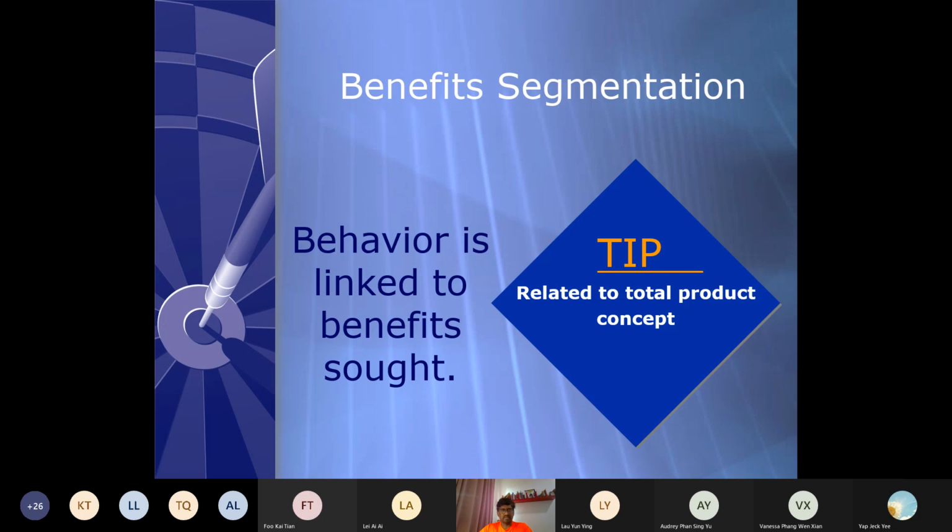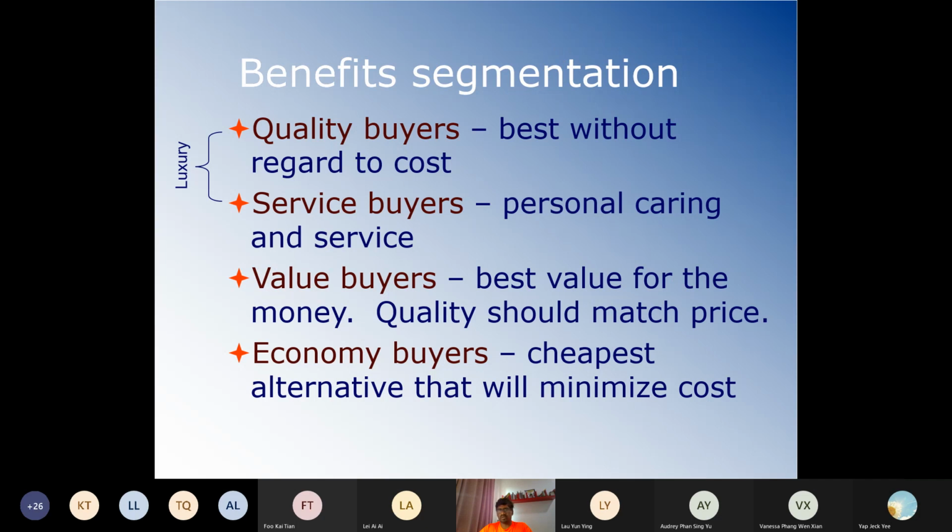Behavior is linked to the benefit sought. So as a consumer, my behavior of purchasing a product will always be based on the benefit that I'm going to get from that particular product. So it's something related to the total product concept.